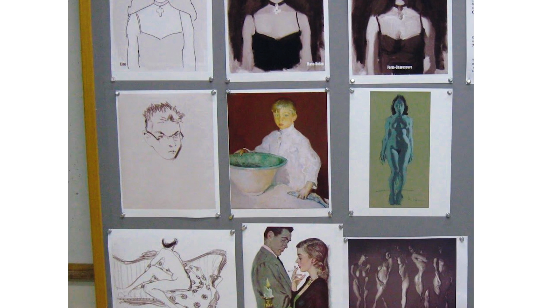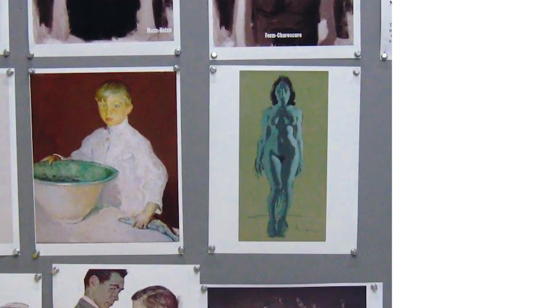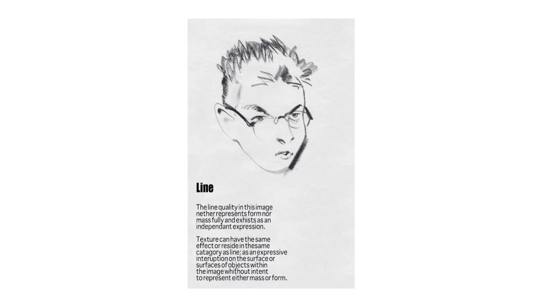Charles Hawthorne's, this is Robert Henri's painting of this boy, is really notan dominant. It's really about its local values. And then the one on the right, the figure of the woman, that's 4 values and just depicting light direction. It's all about light direction that defines it. So the line quality of this image neither represents form nor mass. It fully exists as an independent expression.